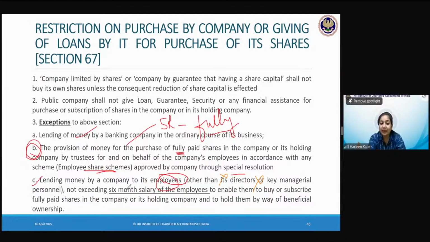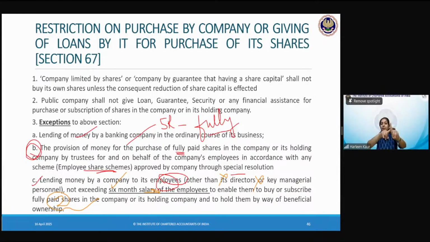Other than directors and KMPs, can we lend money by the company to employees? Yes, ma'am, if two conditions are satisfied. Number one, the amount of loan is less than 6 months of the salary of the employee. Number two, they are going to buy the fully paid up shares in the company, and they are going to be held by way of ownership. All these shares shall be listed on a recognized stock exchange. Then only eligibility will be given to them that yes, you can go and buy the shares in the market. So third exception says, ध्यान से सुनो फिर से.